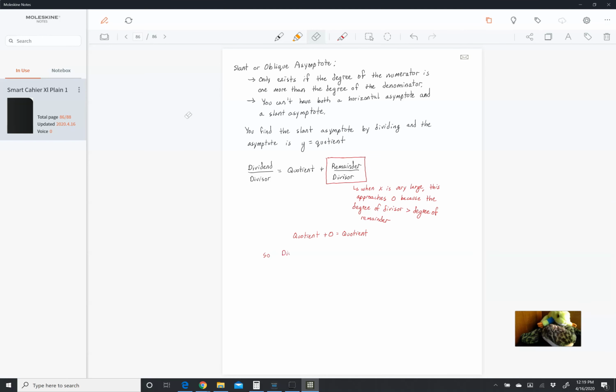So the dividend over the divisor approaches the quotient as x gets very, very large.